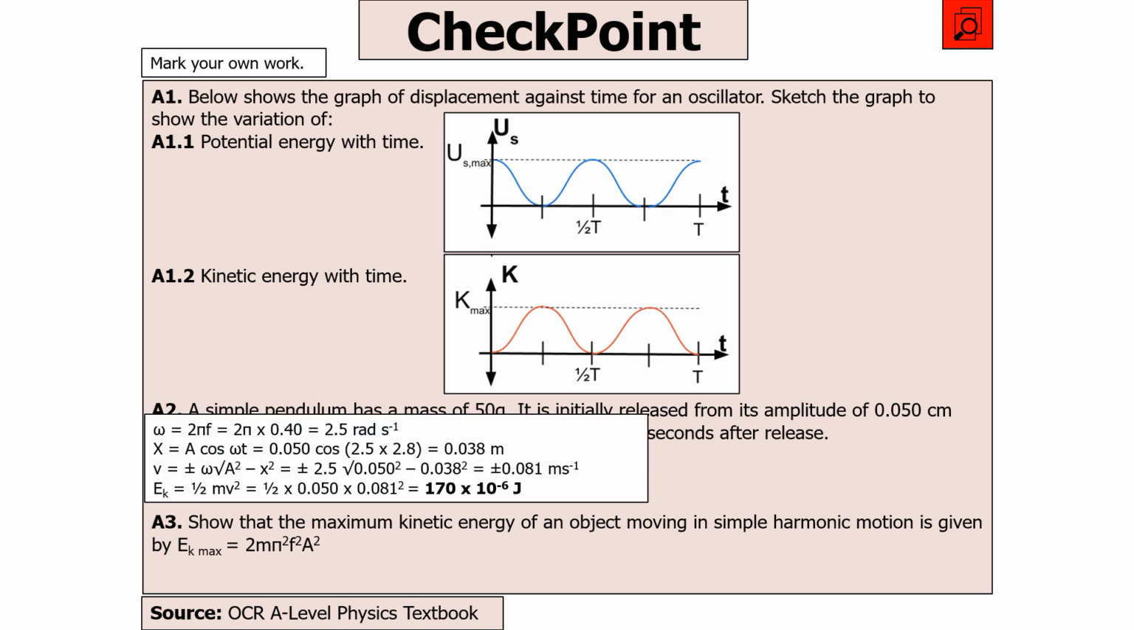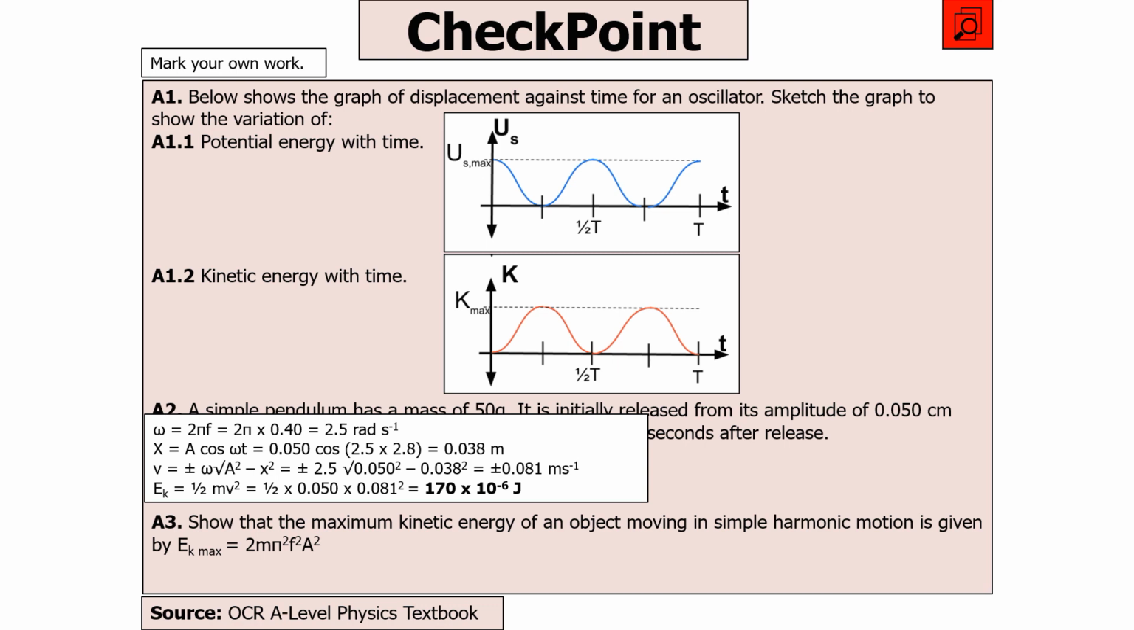Now the next one, you can say omega equals 2 pi f, so therefore it equals 2.5 radians per second. From the equation sheet, x equals a cos omega t, so you pop all those values through to get 0.038 meters. We then can again look on the equation sheet to work out the velocity equation, and you can pop it in to get plus or minus 0.081 meters per second.